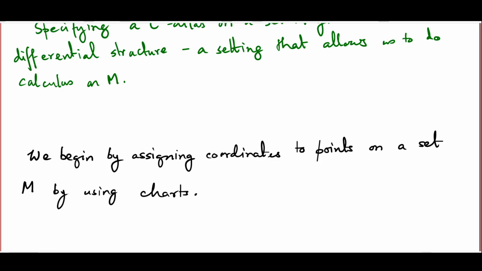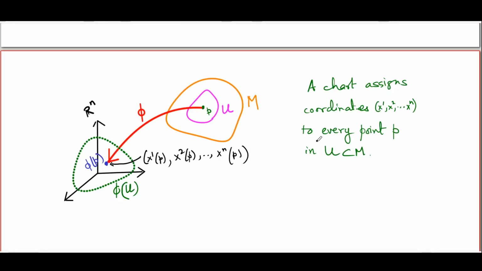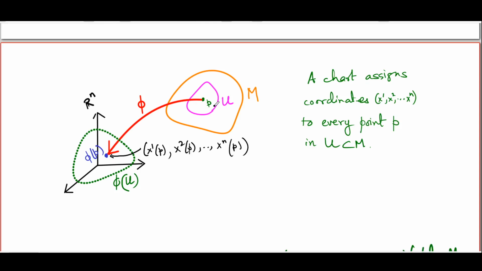Now, we have already discussed this in the past in some detail, but let me quickly remind you what a chart is. As I've said, a chart assigns coordinates, let's say x1, x2 up to xn, to every point P in a subset U of M. This U is the domain of the chart, and the chart comes equipped with a function phi which assigns to every point P these numbers x1(P), x2(P), x3(P), up to xn(P). Of course, this assignment is done only to points P within U, so it may or may not cover the entire set. In order to cover the entire set, you may very well need multiple charts, and that is where the issue of compatibility comes in.